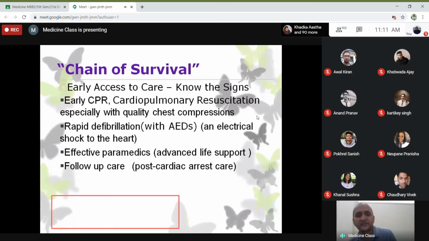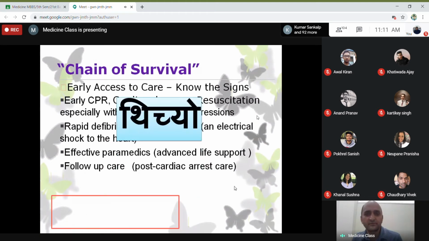Then if the patient is responsive now, or you establish the cardiac activity, then you can shift the patient to the hospital, to the cardiac unit or to the ICU. So that is the chain of survival. Early access to care, know the signs, early CPR, cardiopulmonary resuscitation, especially with quality chest compression, rapid defibrillation with AEDs, electrical shock to the heart, effective paramedics, advanced life support, and follow-up care, post-cardiac arrest care. So this is the chain of survival.